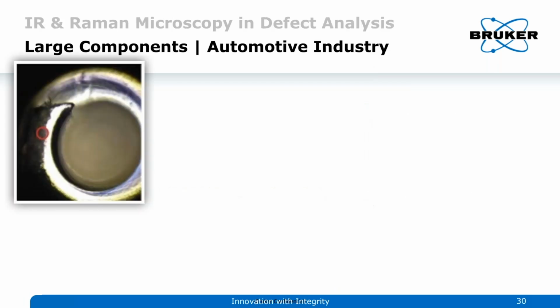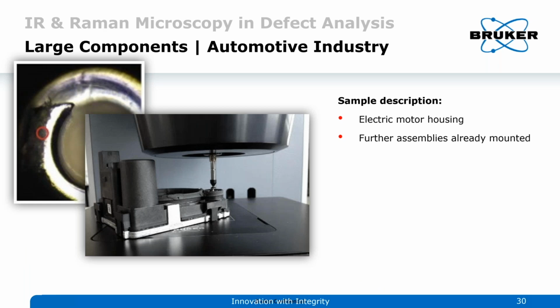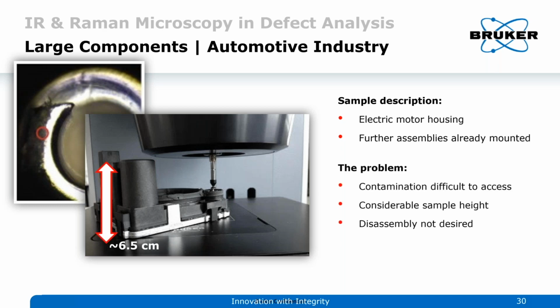So let's look at a large component. I mentioned that large objects can be placed under the microscope. So this is a large piece. We're looking at the electric motor housing. Again, you can see we're dealing with another polymeric product. It's 6.5 centimeters in height. So how do we get in there?